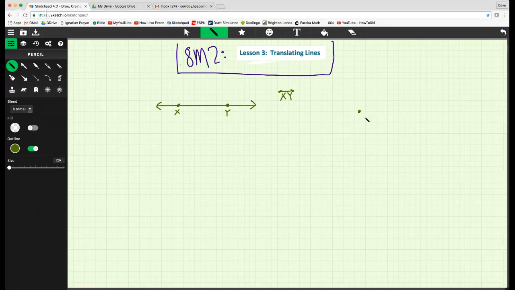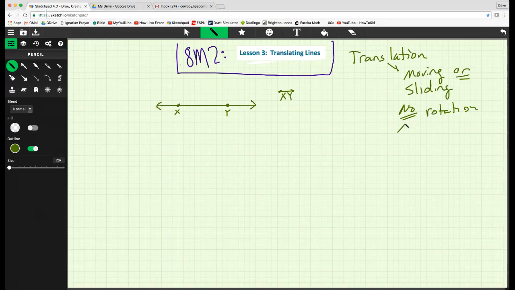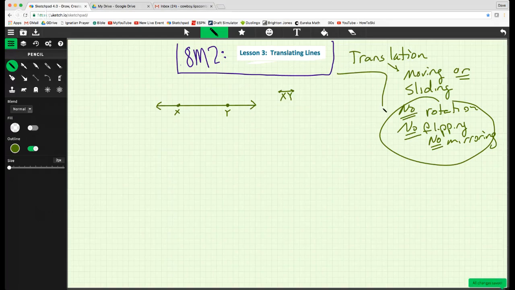Okay, so let's get on with it. Now let's talk about translating lines. We are going to translate lines the same way that we translated other figures. And remember, translation is like moving or sliding. There's no rotation and no flipping or mirroring. We cannot do these things. We can only move or slide.